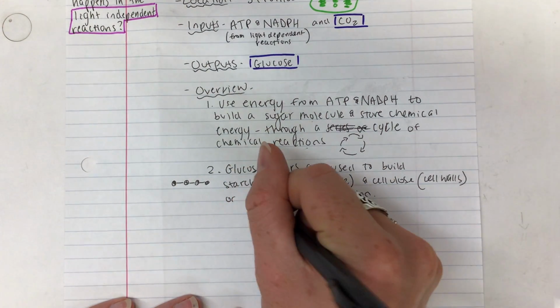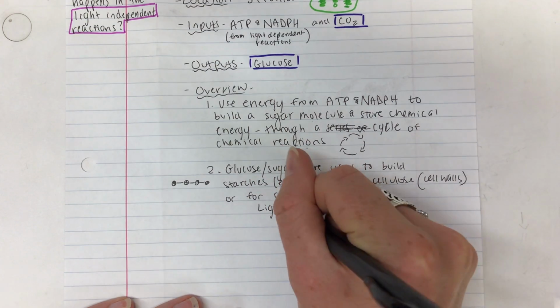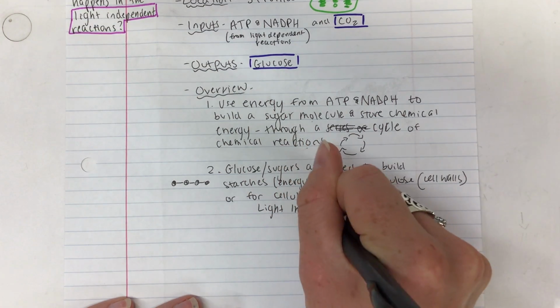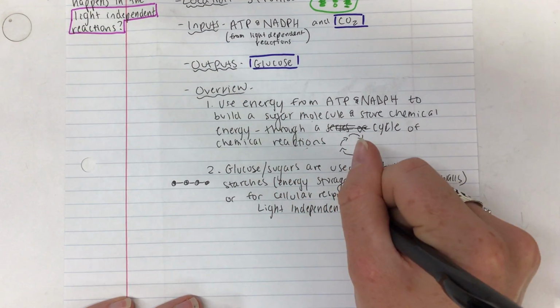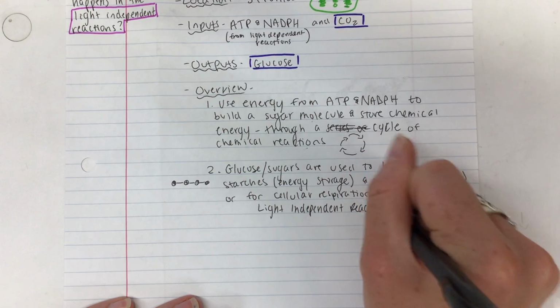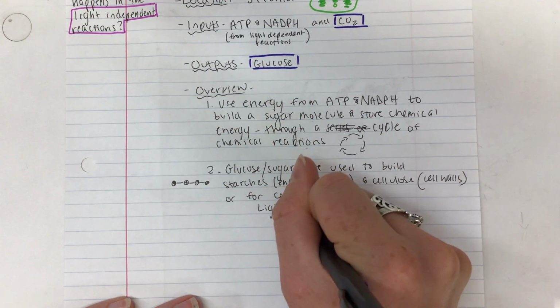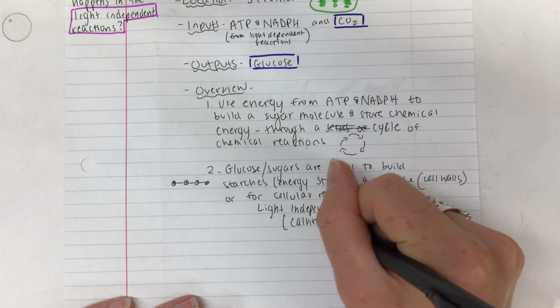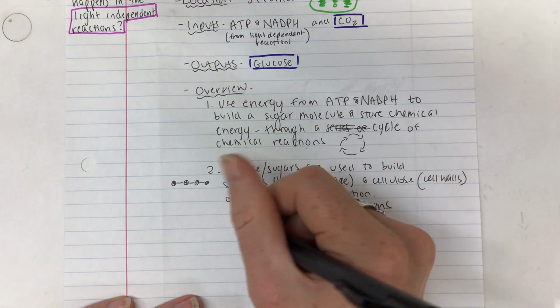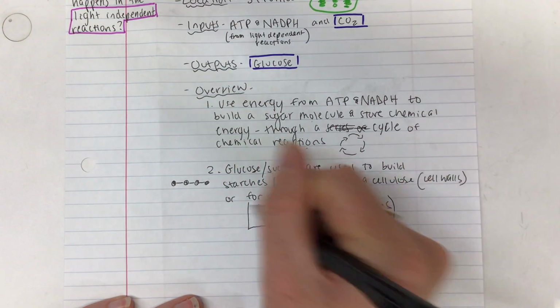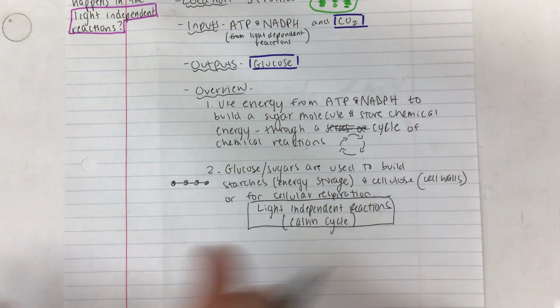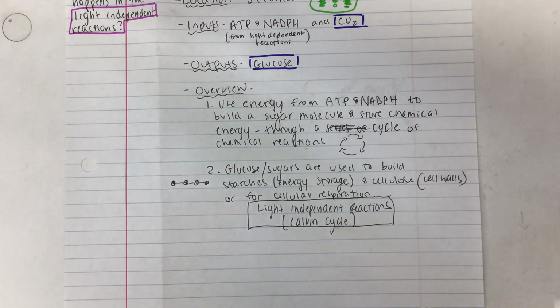Okay, so let's do our diagram. We're going to label our diagram the light independent reactions, and I'm also just going to write here the Calvin cycle. You'll hear this name a lot. It's another name for them. Okay, so we're going to start off with the same thing we did last time.